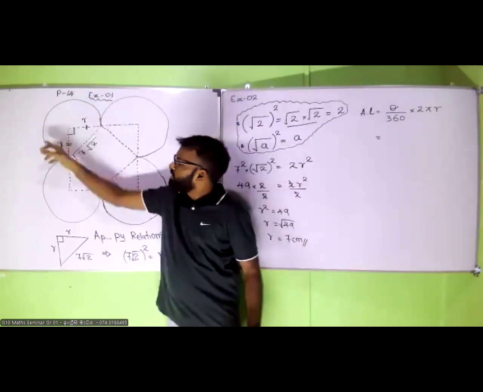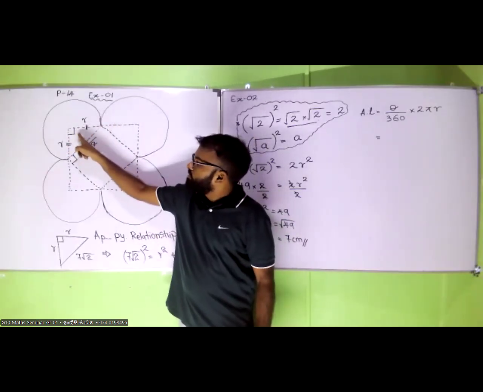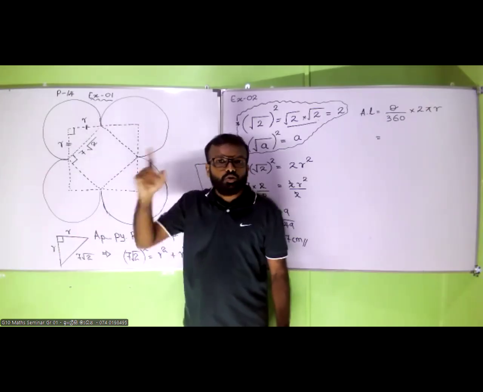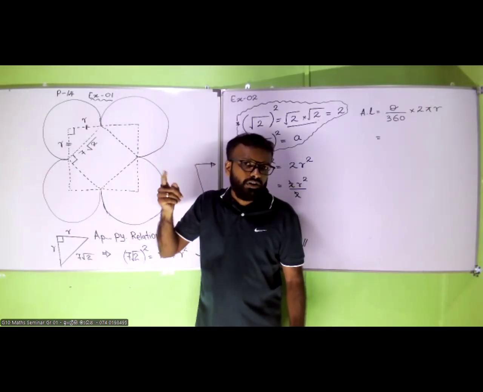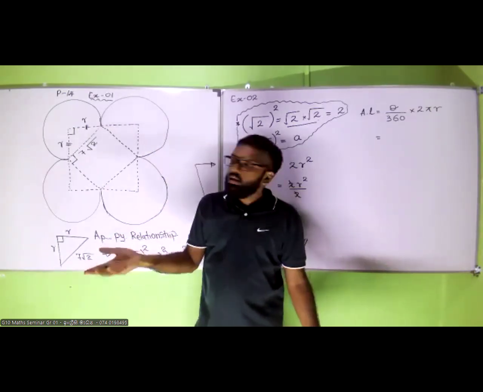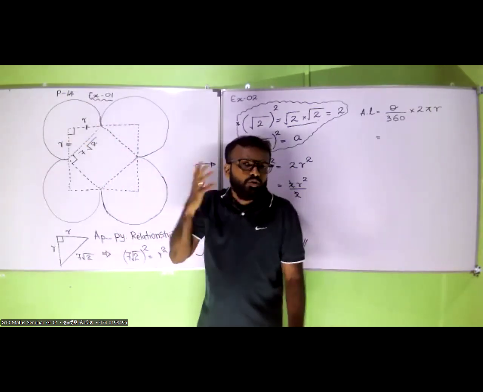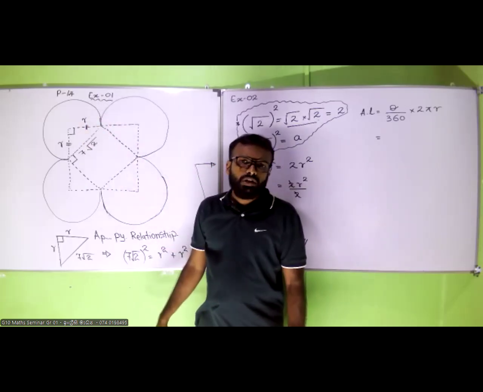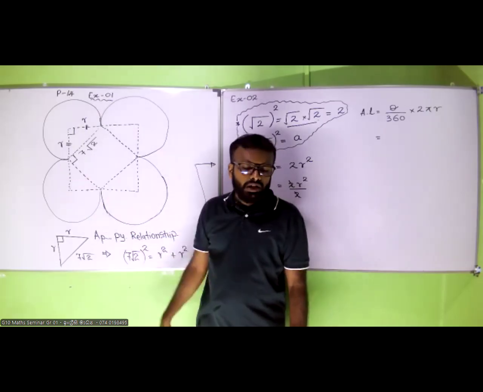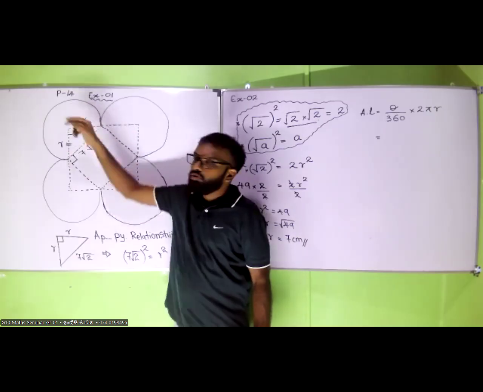If this is a full circle, this is 360. They have given this part as 90 degrees. So 360 minus 90, 270. No need to do that. By looking at this one petal, you can clearly understand this is 3/4 of the circle, exactly 3/4 of the circle.